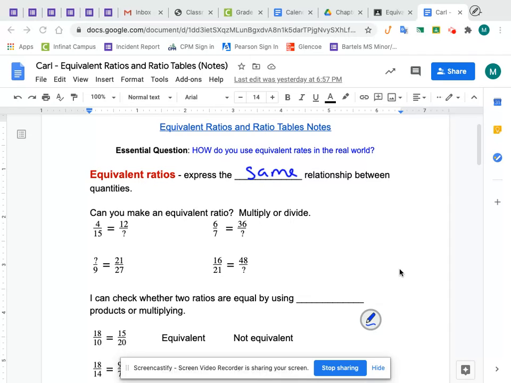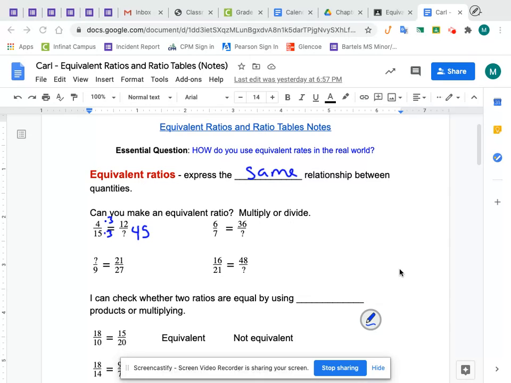I need to either multiply or divide. I'm thinking 4 to 12. How do I get there? Well, I multiply by 3, so I need to do that on the top and the bottom to get 45 as an answer for the first example.